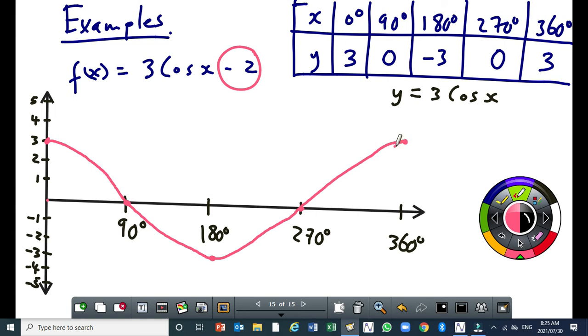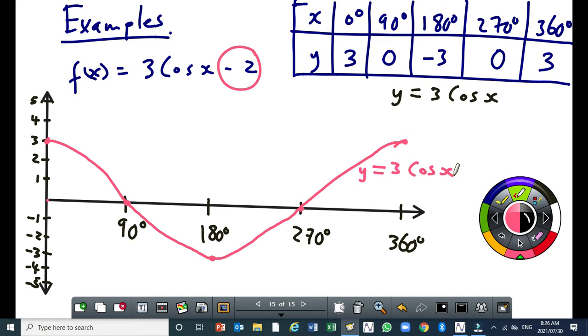Now I'm going to label this. This graph is y equal to 3 cos x. This is not the graph that you're supposed to sketch, but I'm taking you through the basics. The one that you're supposed to sketch is f of x equals 3 cos x minus 2. So we are moving this graph by 2 units downwards.